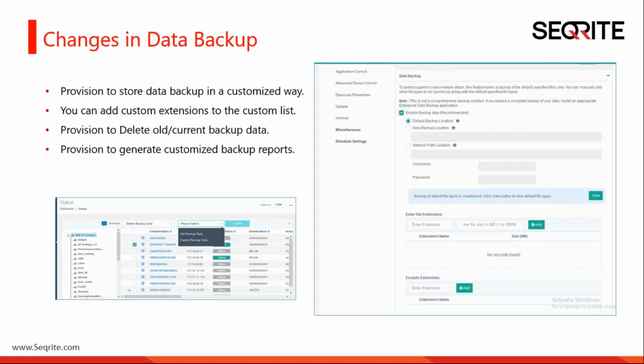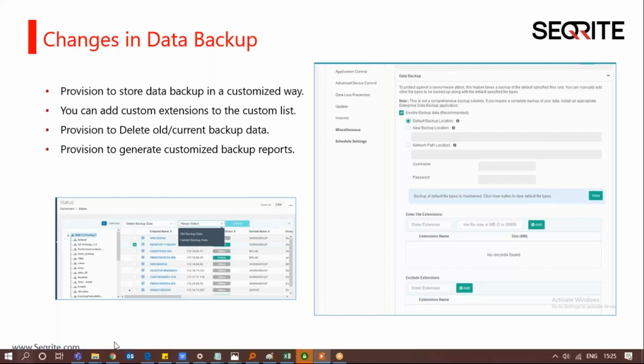Before that, if we have the backup of files since a long time and want to delete that, just select the computer from the status page, select remove all backup or remove current backup, and submit it. It will clear out the backup if it is not required. So now let's move to the console and see the setting.